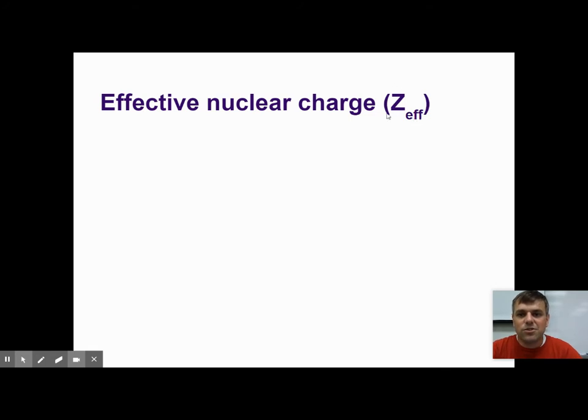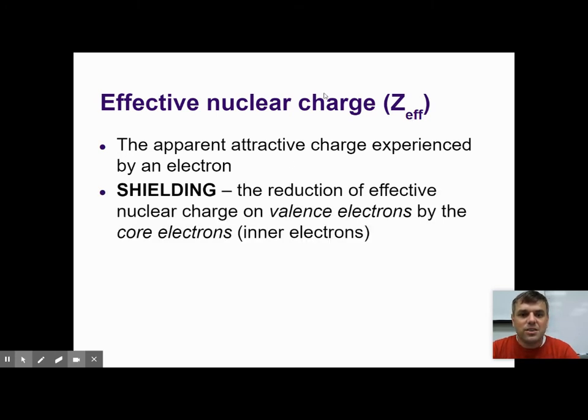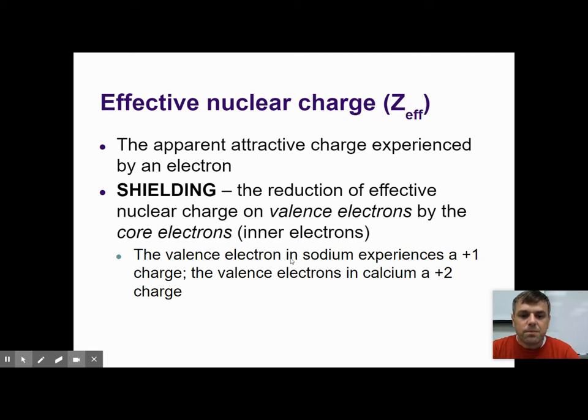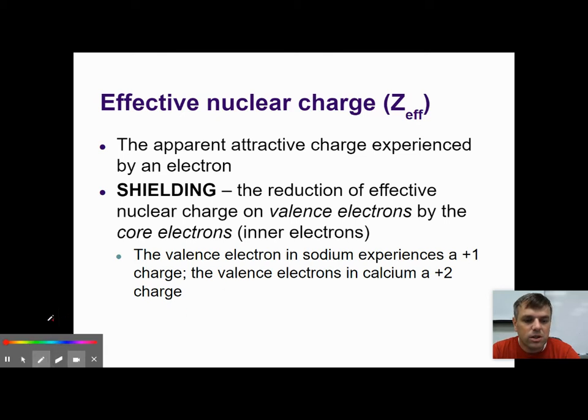Z effective, where Z, keep in mind, is the atomic number or number of protons, or essentially nuclear charge. But this is the effective nuclear charge experienced by the specific electrons in an atom. So effective nuclear charge is the apparent attractive charge experienced by an electron. And this is affected by something called shielding, which is the reduction of effective nuclear charge on valence electrons by the core electrons, or the inner electrons that you have. So for instance, the valence electron in sodium experiences a plus one charge, and the valence electrons in calcium experience a plus two charge. So let me kind of show you how this works.